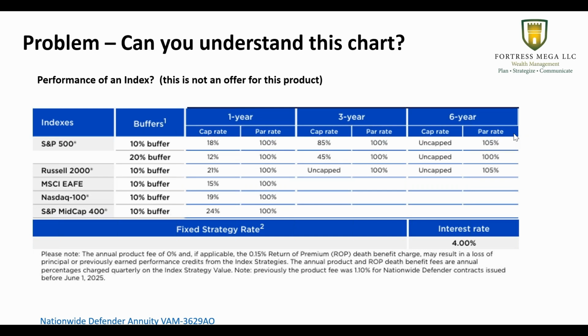And I think it is interesting. So let's use the S&P 500 and we'll just focus on that one for right now. And we'll use the 10% buffer to start with. So if you have a 12% loss, you know that you would lose 2% of your money, right? Because they're going to eat the first 10%.